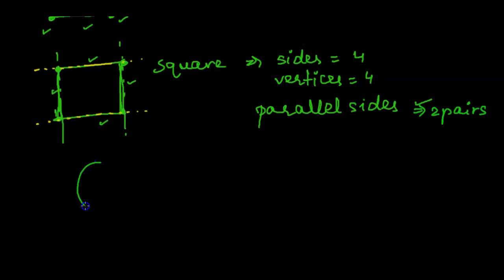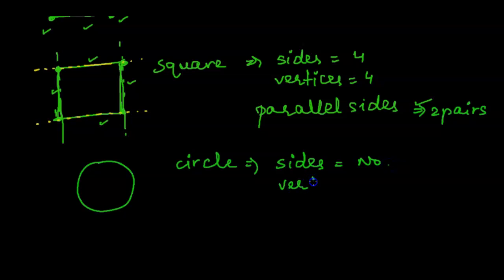Let's talk about another simple 2D shape called a circle. When it comes to sides, a circle has no sides. We don't see any defined sides on a circle. So it has no sides. If there are no sides, definitely there will be no vertices. So again, 0 vertices. Because there are no sides, definitely there will be no parallel sides. These are some simple 2D shapes. There are more 2D shapes apart from these, but we always describe the 2D shapes using these parameters. That is sides, vertices, and how many parallel sides they have.